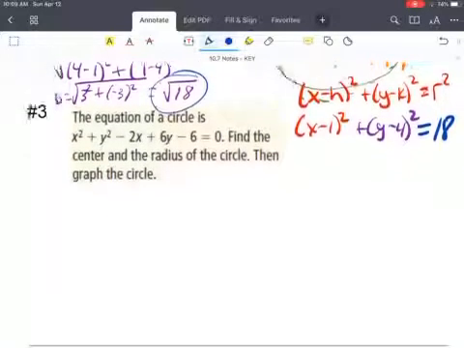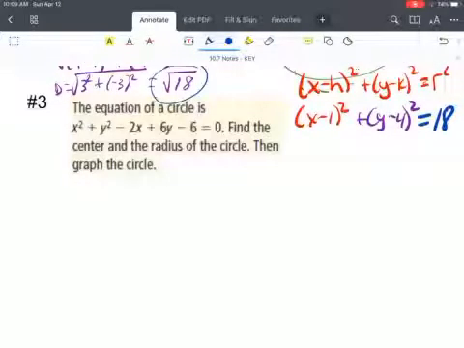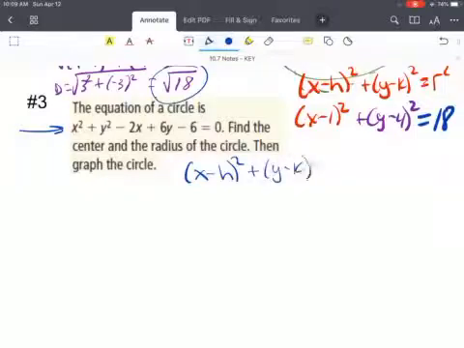The last type of question we're going to go over is recalling a big Algebra 2 concept called completing the square. If we notice, this is not in our standard equation of a circle form. So we want to make this equation for number 3 look something like this. So first off, what you're going to do is group your x's together.